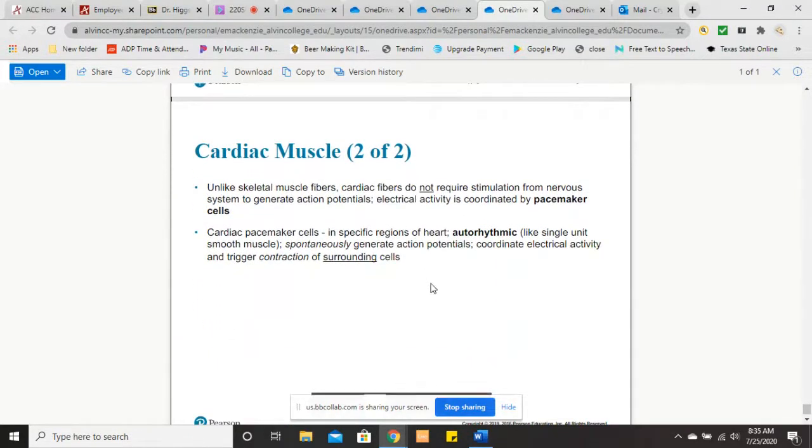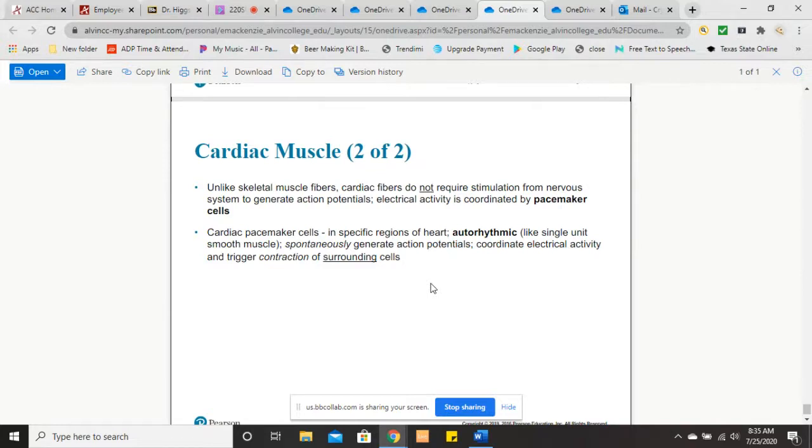Remember, you don't control cardiac muscle tissue either. So how are they contracting? Well, it's because of the cells. There are two major groups of cells in your cardiac muscle tissue. They're your pacemaker cells and your regular contractile cells. And it's the pacemaker cells that are going to help with the initiation.